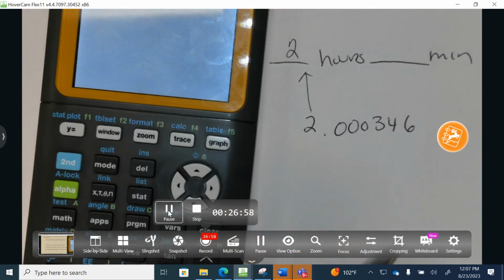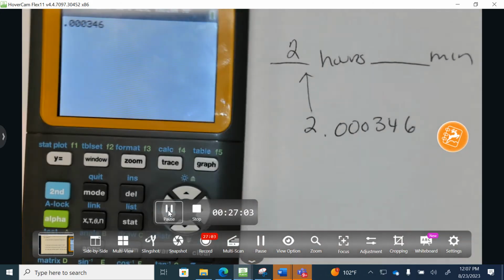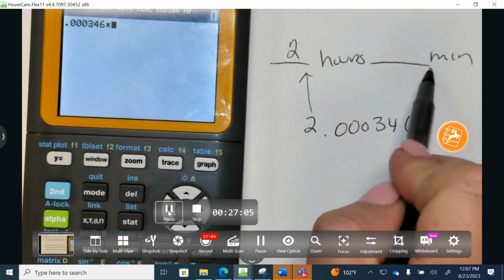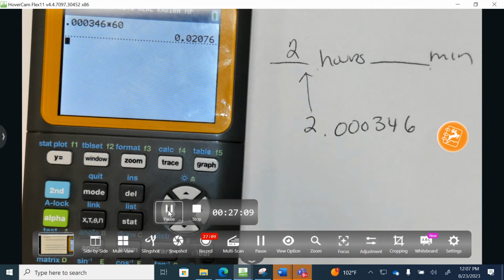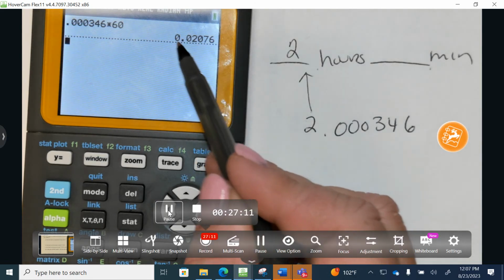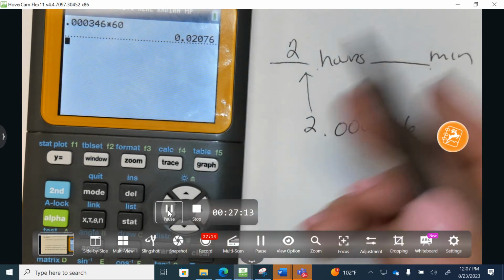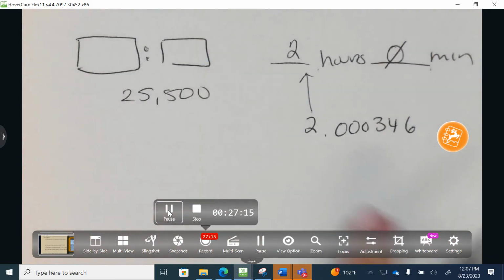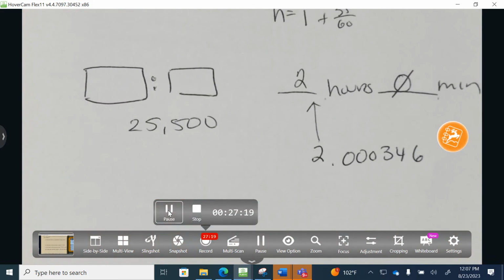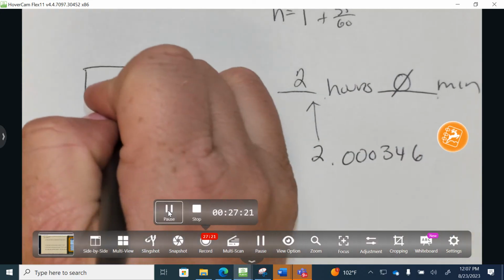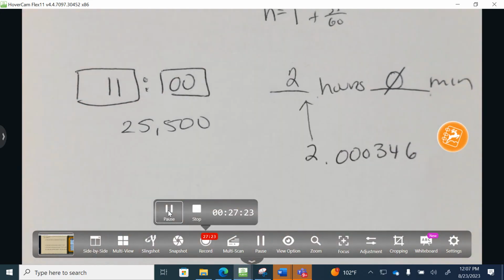Please no talking. I'm going to take this additional part, 0.000346, and I'm going to take it times how many minutes there are in an hour. And I'm going to round it to the nearest whole number. Well, if you round this to the nearest whole number, do you agree it's just 0? Okay, so exactly 2 hours, we can assume this would be what we have. Well, what time did the doors open? So if I add 2 hours, what am I at? 11 a.m.